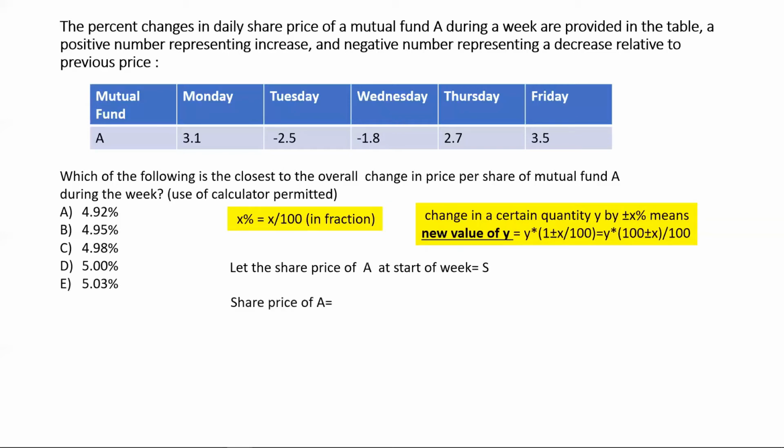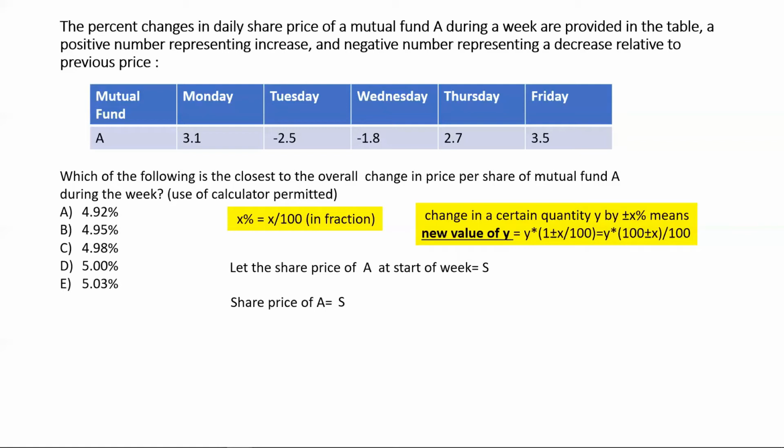Let's start by assuming that the share price of A at the start of the week was S. Some people say that we can assume that to be 100 because 100 is a nice round figure. I don't think that makes a difference, but I wanted to give a generic representation so that you can use the concept not only for this problem but for any other problems on percent and percent changes. So if the share price at the start of the week, before Monday, was S, what would be the share price at the end of Monday?